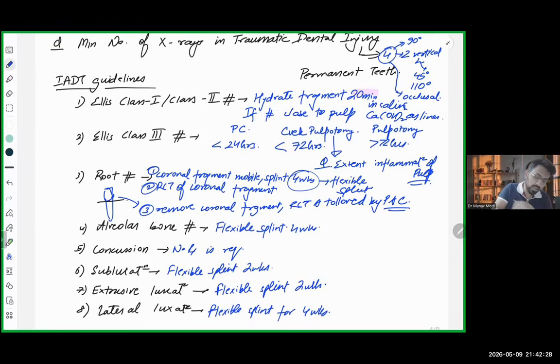Guys, note the time in every case scenario. It's very, very important. So root fracture, we are doing for 4 weeks, alveolar bone fracture, 4 weeks, lateral luxation, 4 weeks. Note these time periods, very, very important. Then subluxation, 2 weeks, extrusive luxation, 2 weeks.